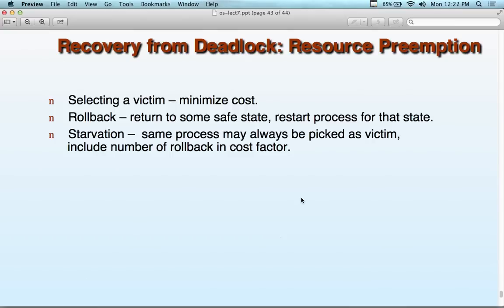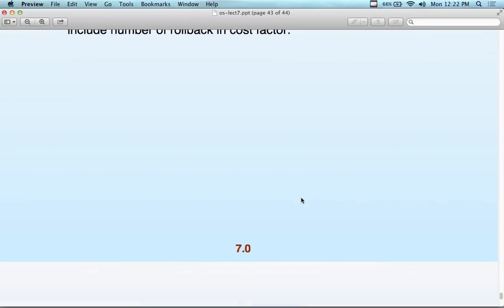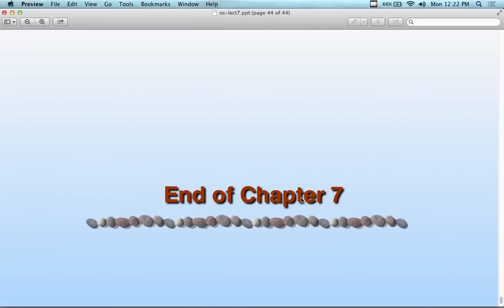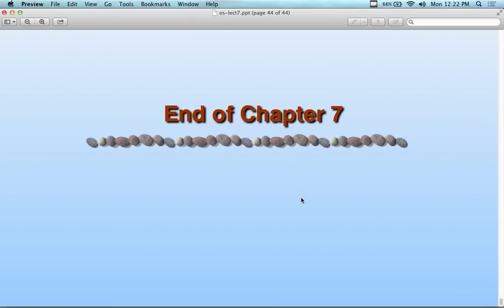And then we have starvation. The same process keeps getting picked as a victim over and over again. So include the number of rollbacks in the cost factor as well. What ends up happening is you get a situation in which the process is just never going to run because it can't be loaded into memory. So, all right, that concludes the Deadlock chapter, chapter 7.